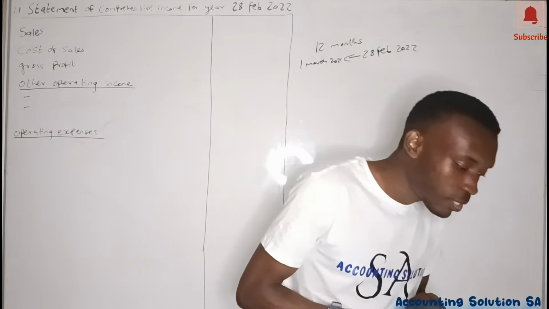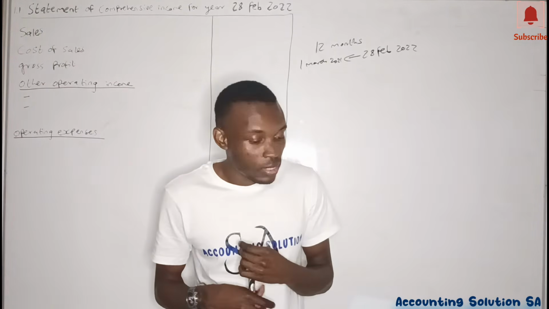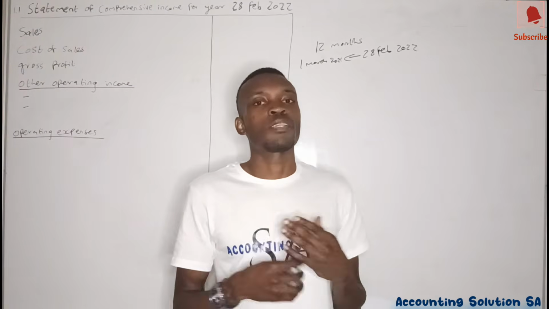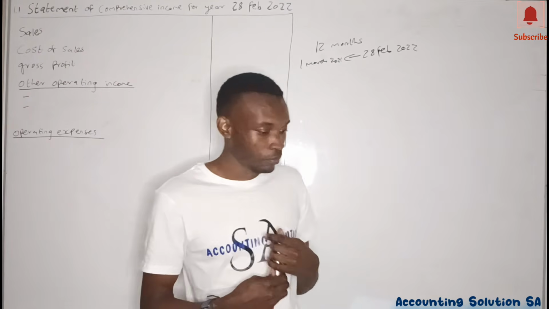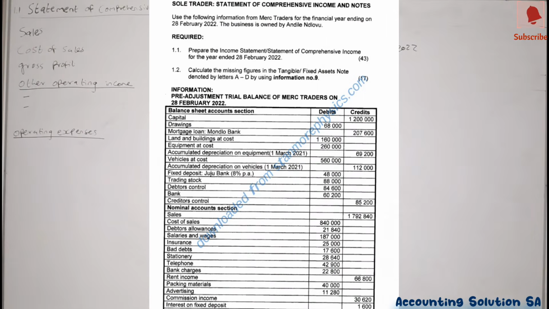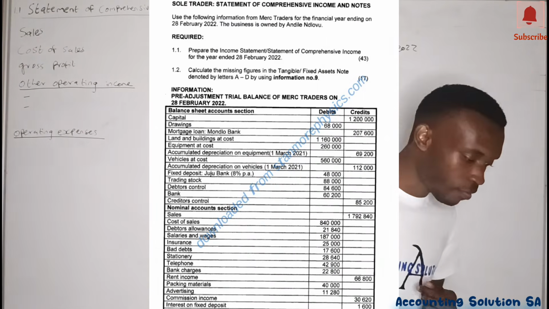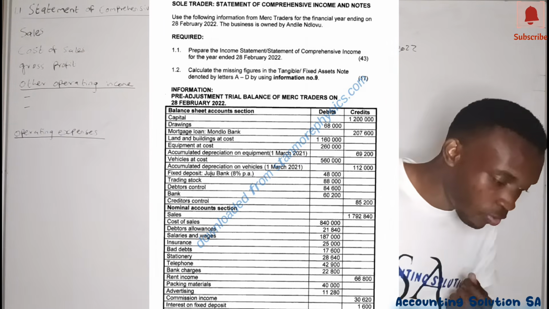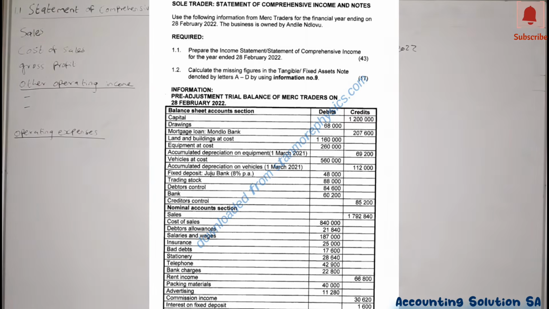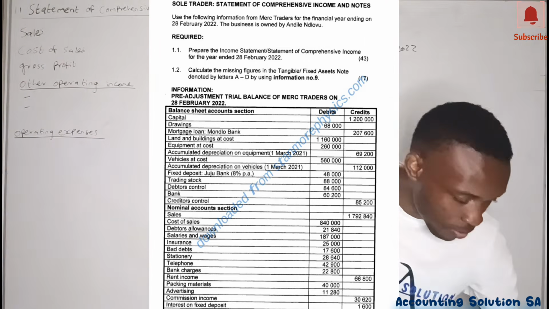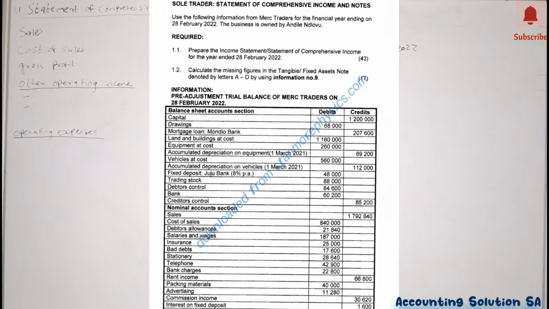They said prepare the income statement, or we call it a statement of comprehensive income, or we can also call it a profit and loss statement. Then let's go to the additional information that we have. The first one, we've been given a pre-adjustment trial balance of Make Traders on 28 February 2022. We have a balance sheet account section, and we also have a nominal account section.